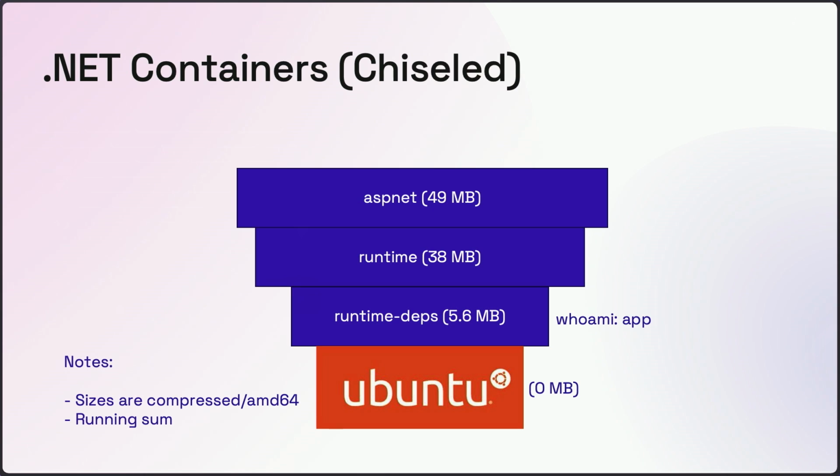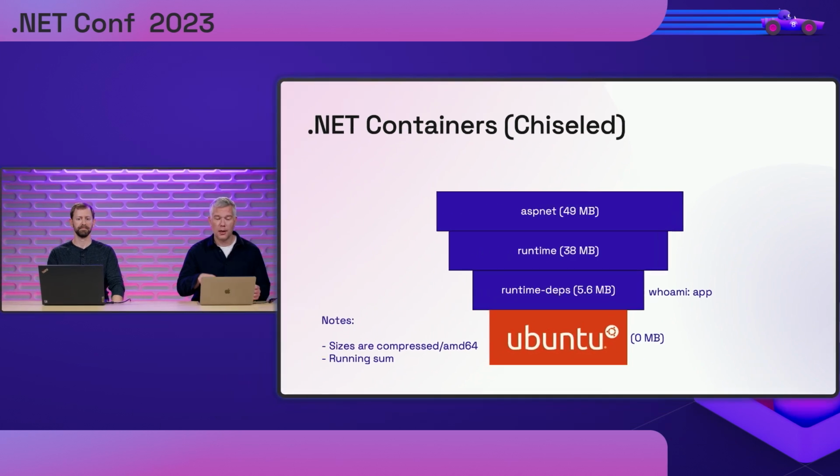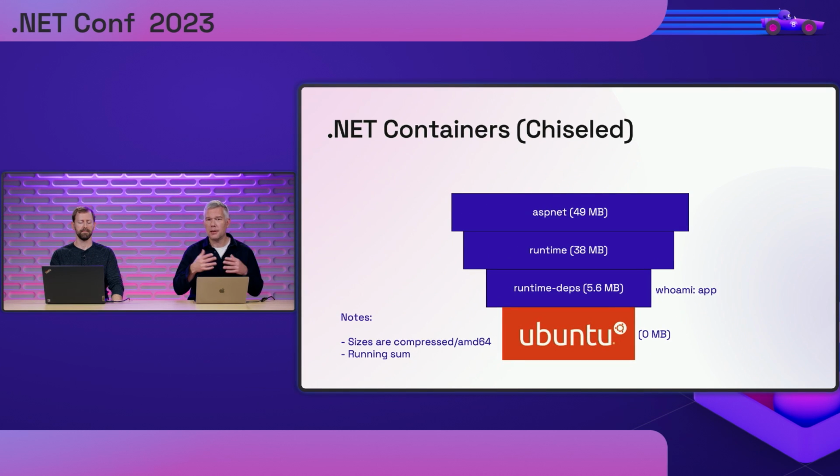We're down to 5.6 megabytes. If you look at the previous slide, that was 46 megabytes. So we've reduced a ton of size, and there's basically nothing extra here. You don't have to worry about getting CVEs in components you're not even using. And you see here that we ship with another user called app, so all of these images are rootless.